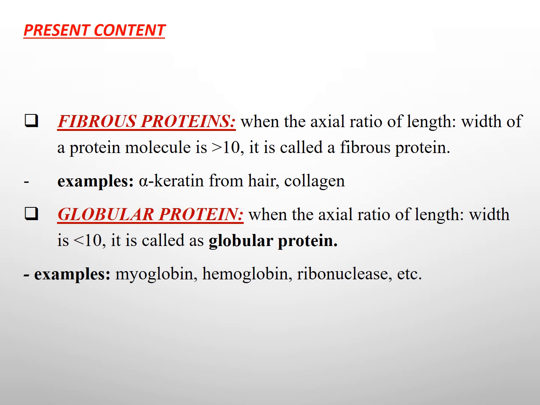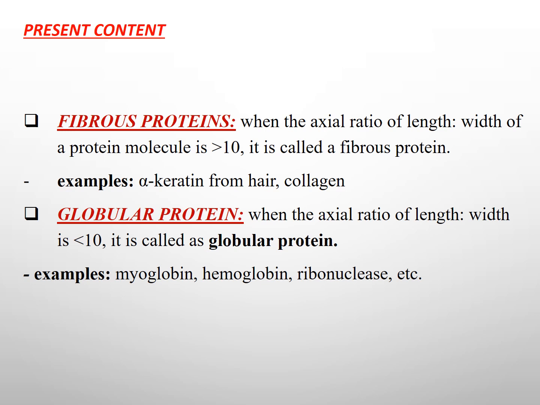Now back to today's topic, the fibrous and globular proteins. By definition, fibrous proteins are those proteins where the axial ratio of length to width of the protein molecule is more than 10. Examples are alpha keratin from hair and collagen. These two proteins are very important as they come under the heading of fibrous proteins. So you have to learn the exact definition of fibrous proteins.